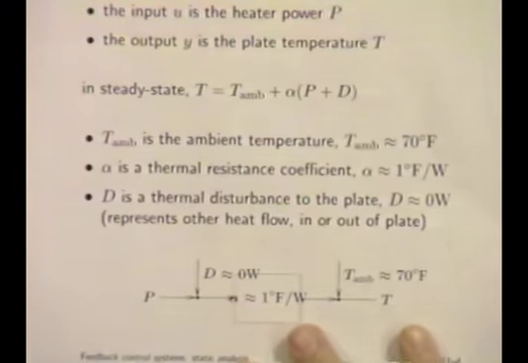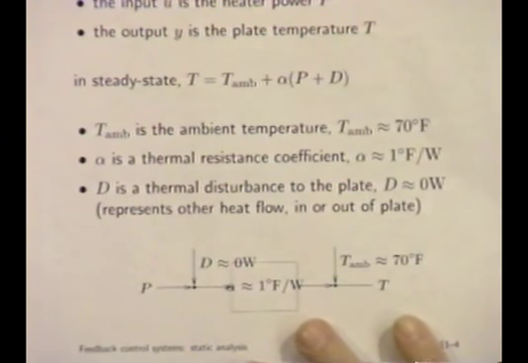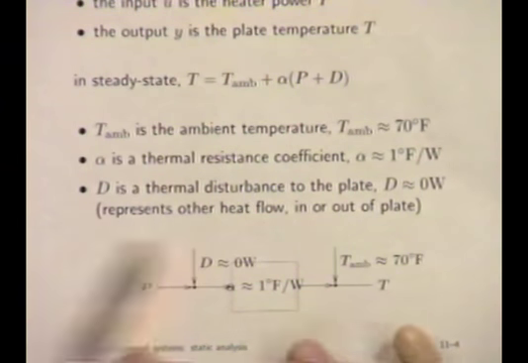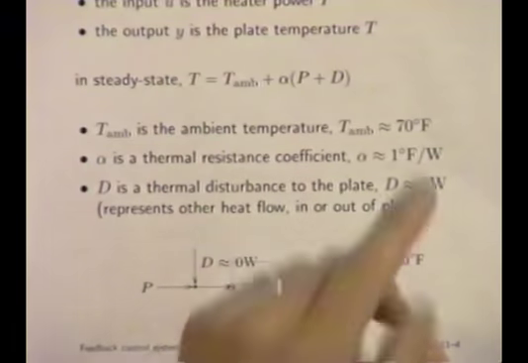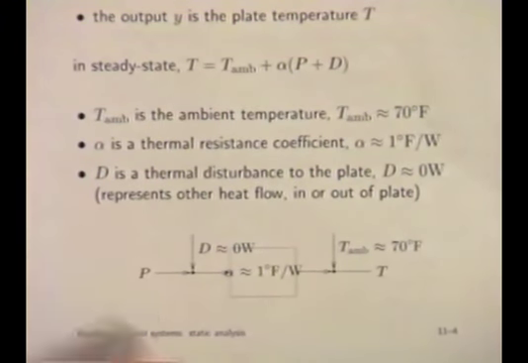And alpha is a gain. It's a thermal resistance. It tells you how many degrees the plate heats up if you put a watt on it. And we're going to make it 1 degree Fahrenheit. We're going to make T ambient 70 degrees, just to make it specific. And D is this thermal disturbance.